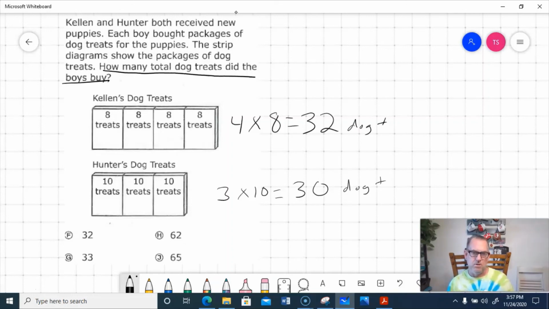So what am I going to do to figure out how many dog treats they have total? Yes, that's correct. I'm going to use addition. I'm going to do 32 plus 30. What is 32 plus 30? Yep, that's correct. It is 62. So they got 62 total dog treats.